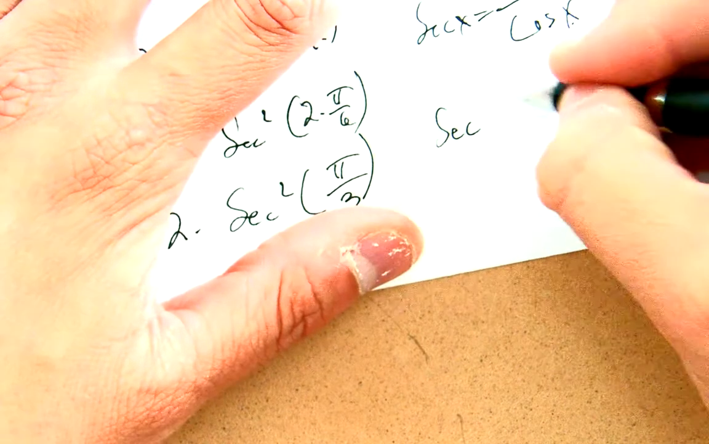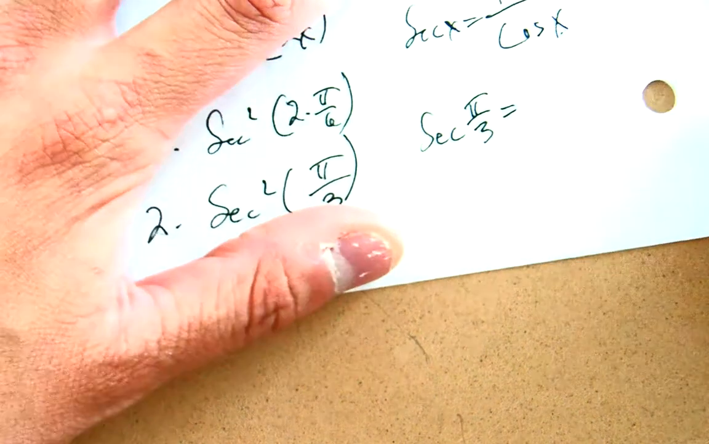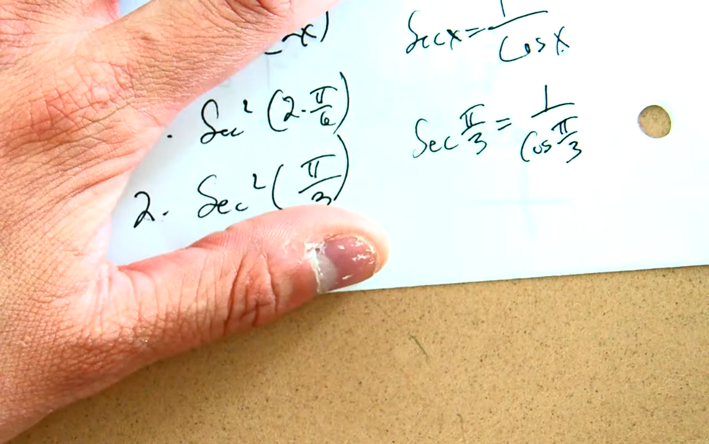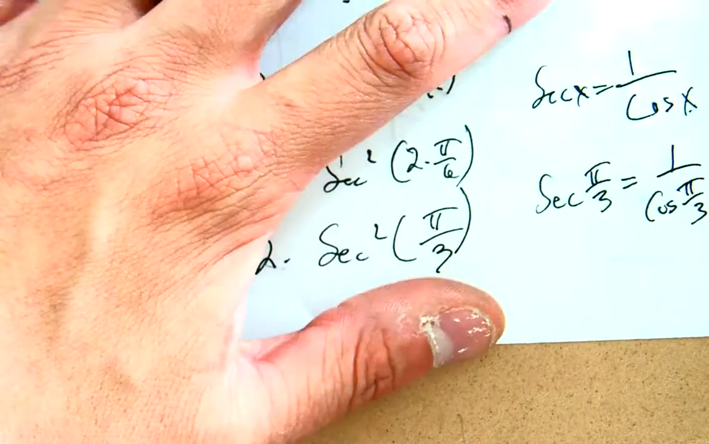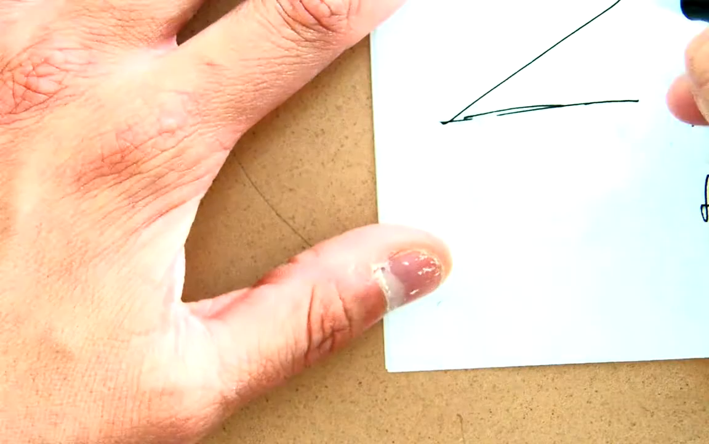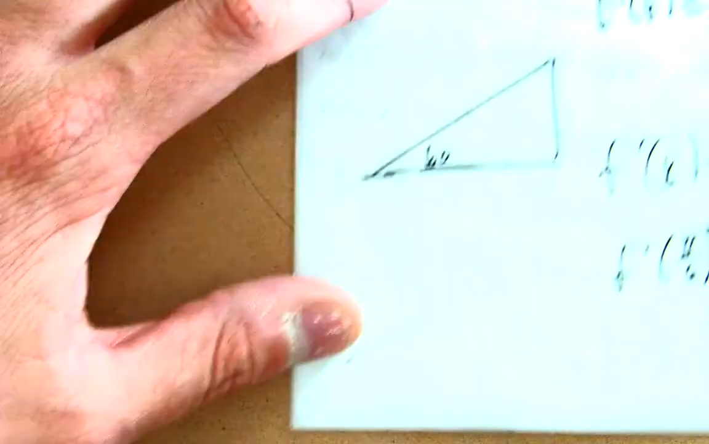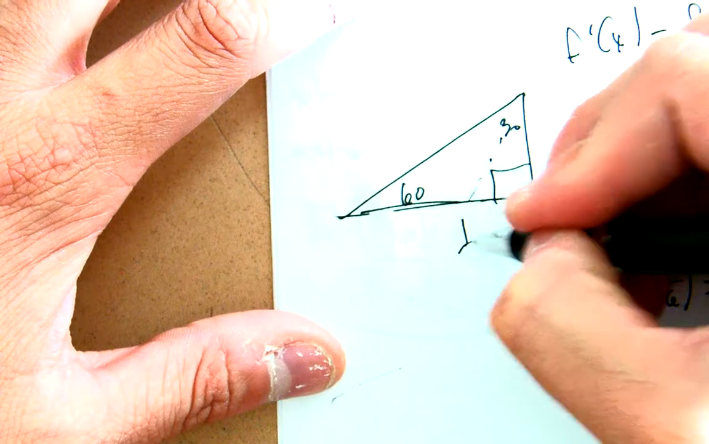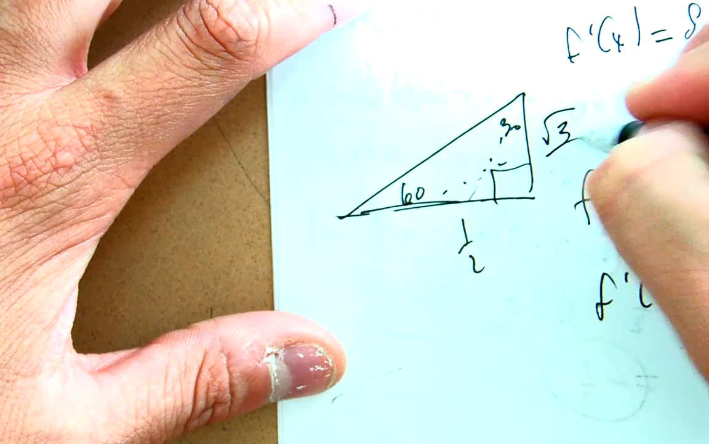So secant of pi over 3 is the same thing as 1 over the cosine of pi over 3. And if you're freaking out, you should know pi over 3 is how many degrees? 60 degrees. Let's draw a triangle here. Okay, ready? So 60, 30, 90, not drawn to scale. Across from 30 is 1/2. Across from 60 is square root of 3 over 2.